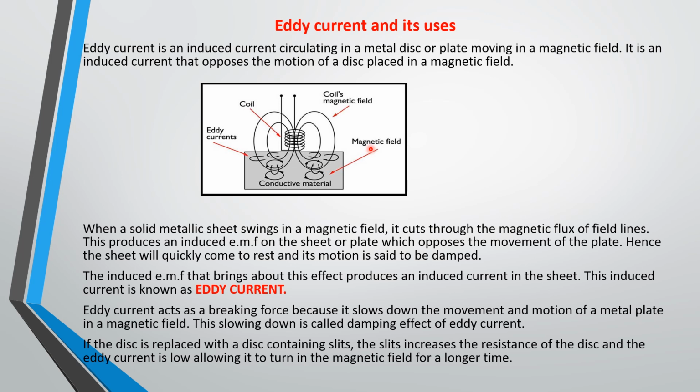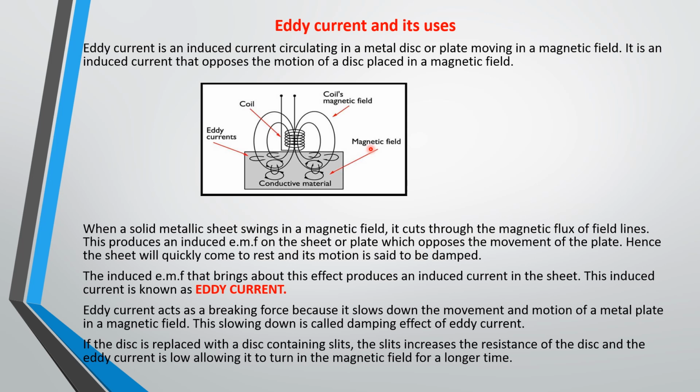And what it actually does is that it opposes the motion of the plates. A plate that is moving in a magnetic field, the eddy current will oppose that motion and make the plate come to rest. So, simply put, it is an induced current that opposes the motion of a disc placed in a magnetic field. If you are able to understand that, it is done. So you can be asked in your physics objective which of these explains eddy currents. So take note of that.